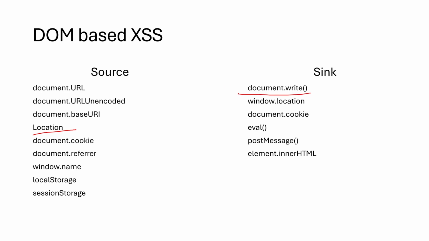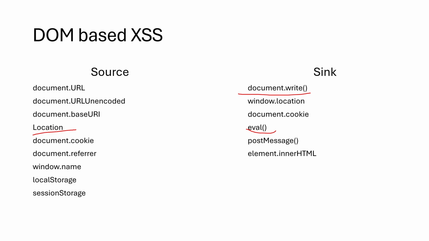Now let's look at some sinks. document.write. document.write writes content directly to the page. It interprets input as HTML, which means any untrusted data passed into it can execute JavaScript. This makes it a high-risk sink in DOM-based XSS. eval executes a string as JavaScript code. This makes it extremely dangerous, especially when used with user input.